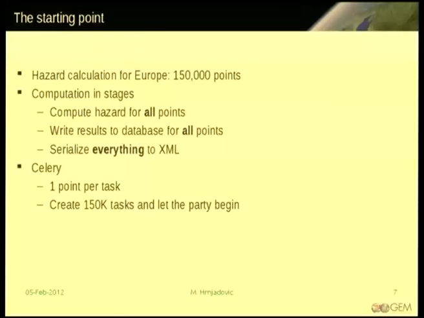We also came to realize that we get the best throughput if we give each Celery task one point to calculate. If we give a Celery task 10 points to calculate, it just wouldn't work properly and things would fall down. The resulting throughput was not very good. So what that means is that when we start a calculation, we basically hand over 150,000 points to Celery and say, hey, can you please calculate this for us? And these are some of the problems we ran into when we did that.